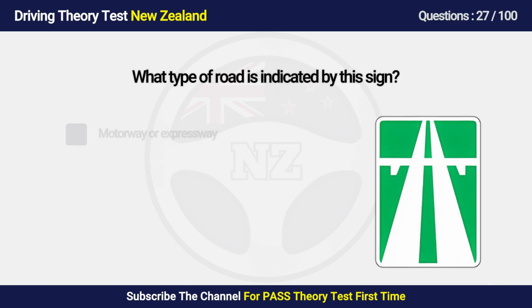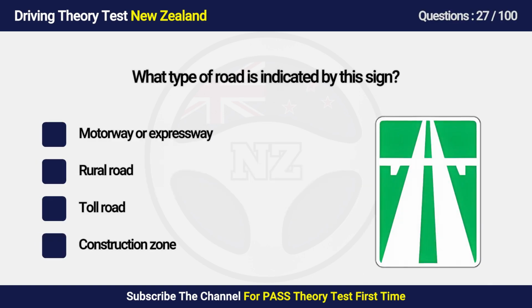Question 27. What type of road is indicated by this sign? A. Motorway or expressway, B. Rural road, C. Toll road, D. Construction zone.